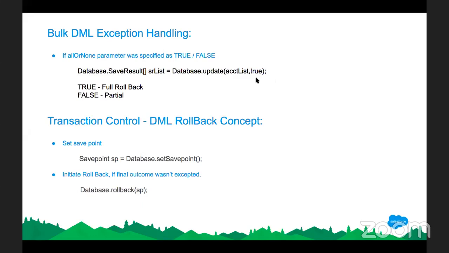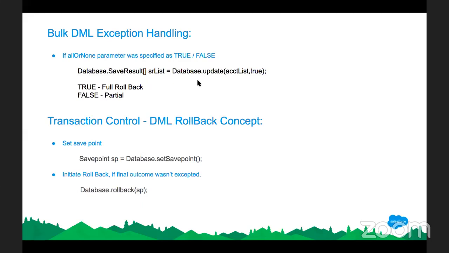But if you make the value false, then you can do partial success, which means partial updates. For example, 150 records have proper attributes and don't have any validation rule, workflow validation rule, or trigger error impacts. Then those 150 records will be inserted successfully and the other 150 records will fail, and that will be captured in the save result.